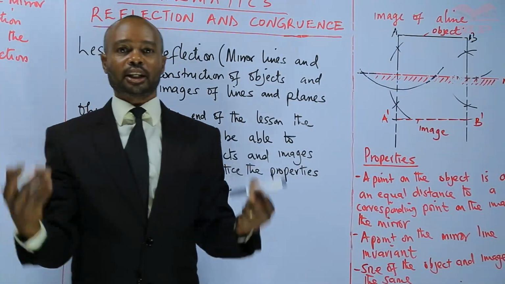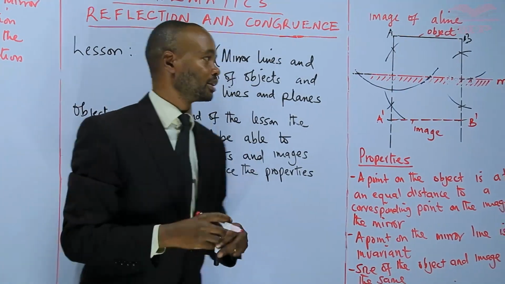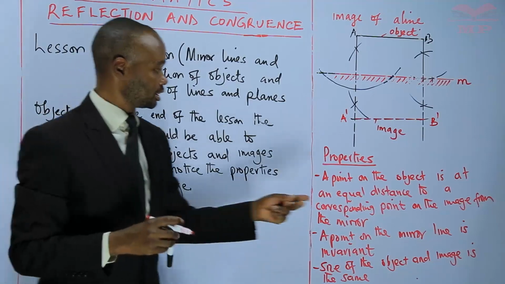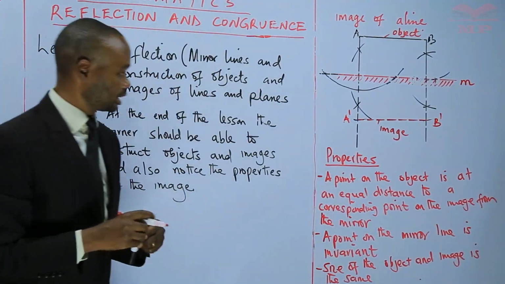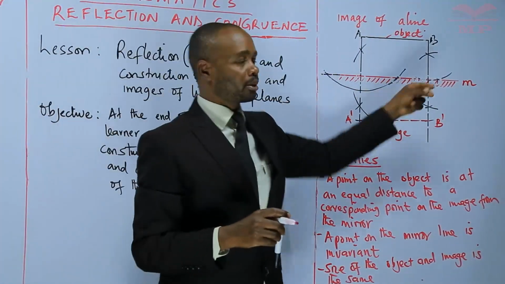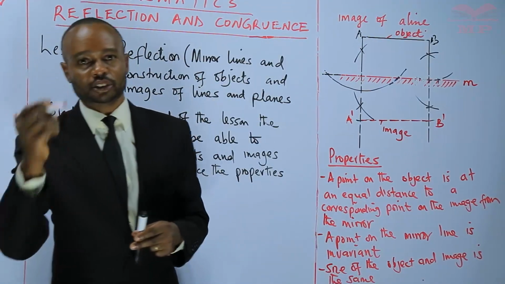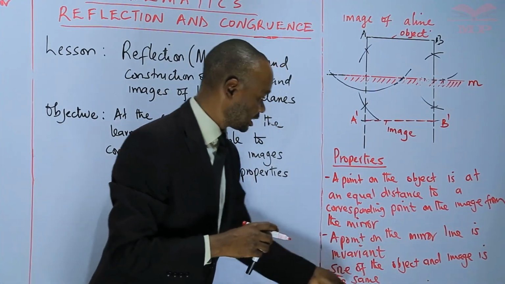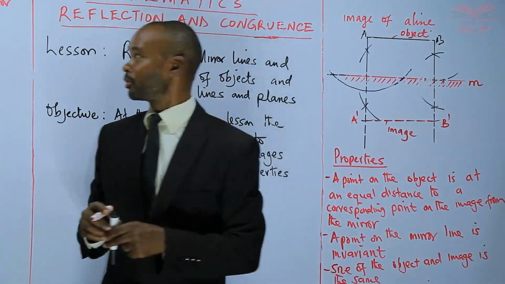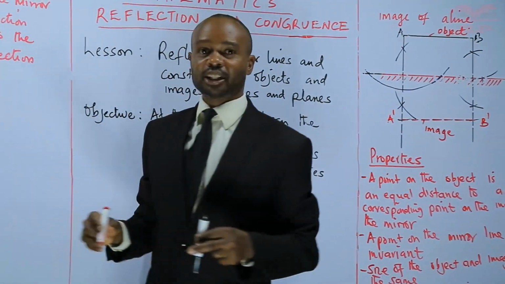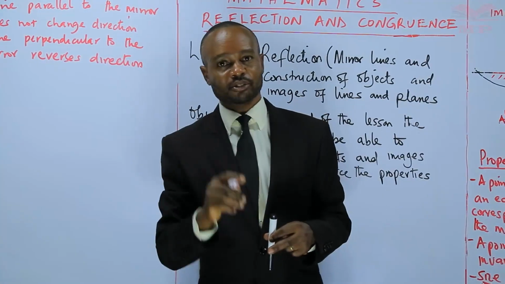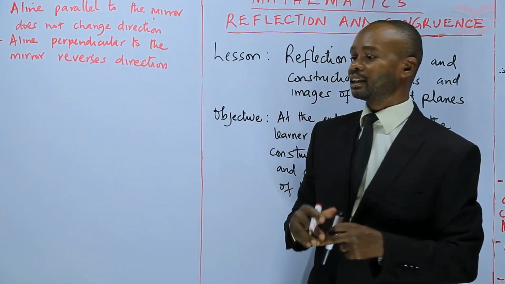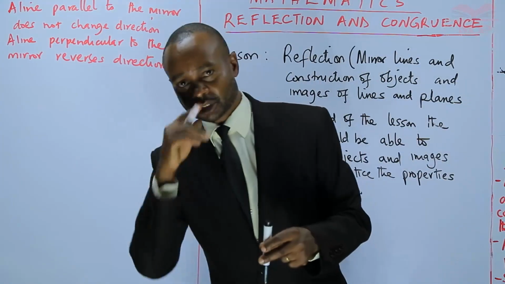Those are actually the properties of reflection. One, the object distance and the image distance is the same. Two, a point on the mirror will remain there. It will be invariant. Three, size of the object and the image will be the same. A line parallel to the mirror will have the same direction, and a line perpendicular to the mirror reverses direction.